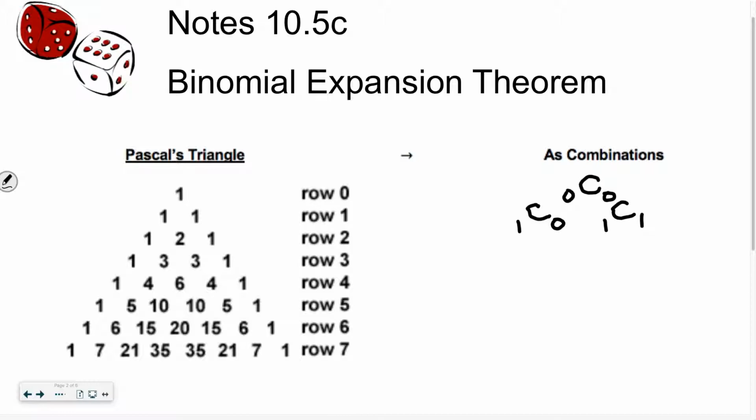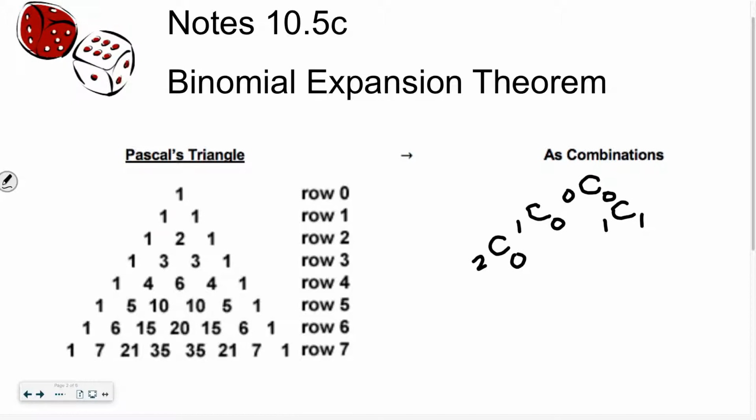Think about that. If you have 1 item to choose from, how many ways can you pick 0 of them? 1. You don't pick it. If you have 1 item, how many ways can you pick 1? 1 way, you pick it, right? It's pretty basic. Okay, row 2. Row 2 is a combination of 2 choose 0.